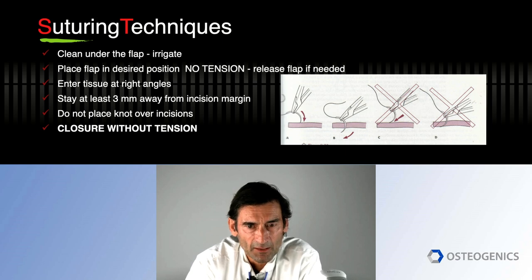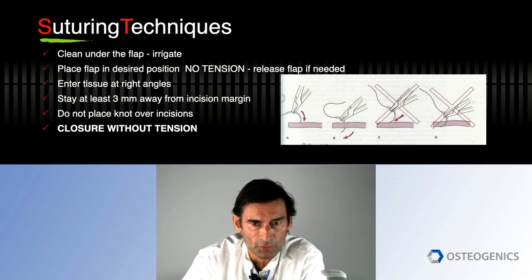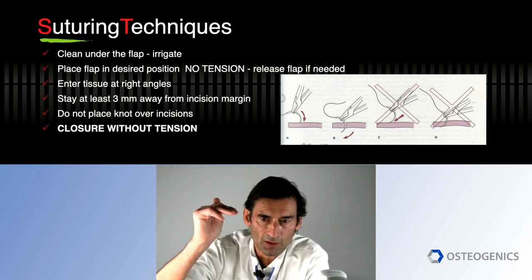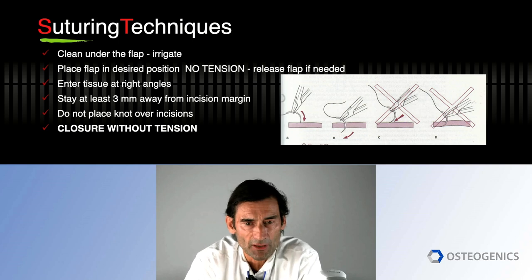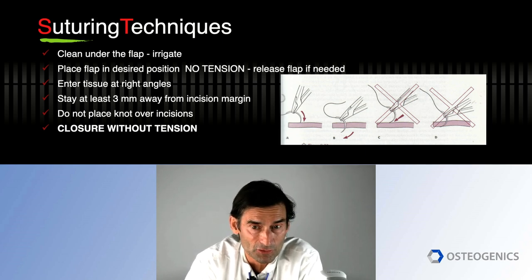Then place the flap in the desired position. What do you want to do? Do you want to move the flap in a coronal direction, or in an apical direction? Those are two different motions. But we don't want to have any tension. So we are always very careful about releasing a flap, so that when we're suturing it, we're not putting tension on it. Flap management is crucial for suturing.